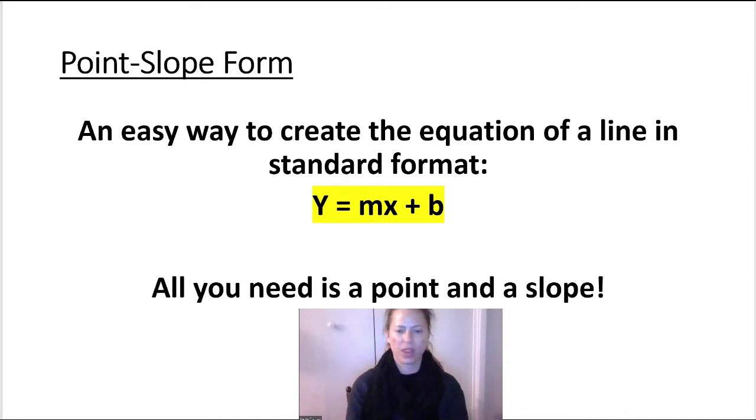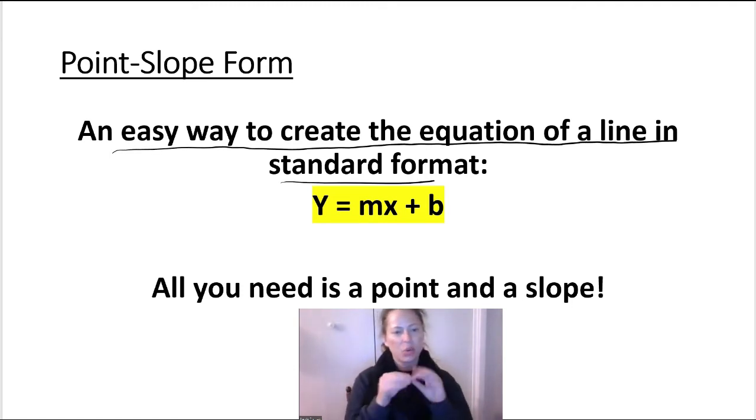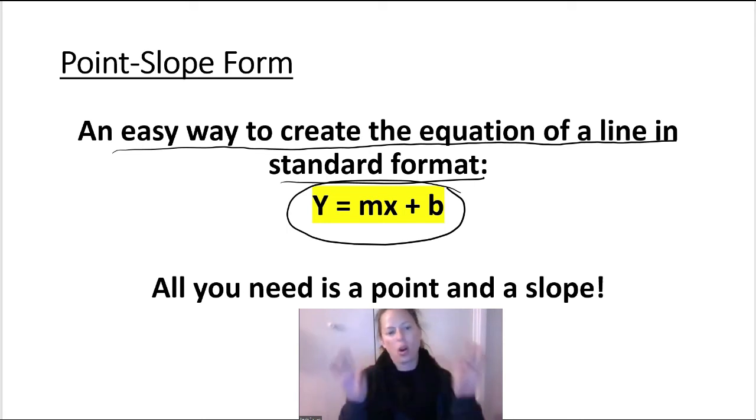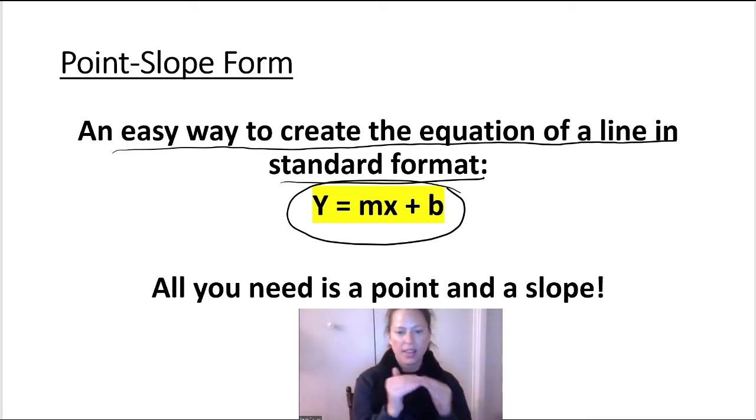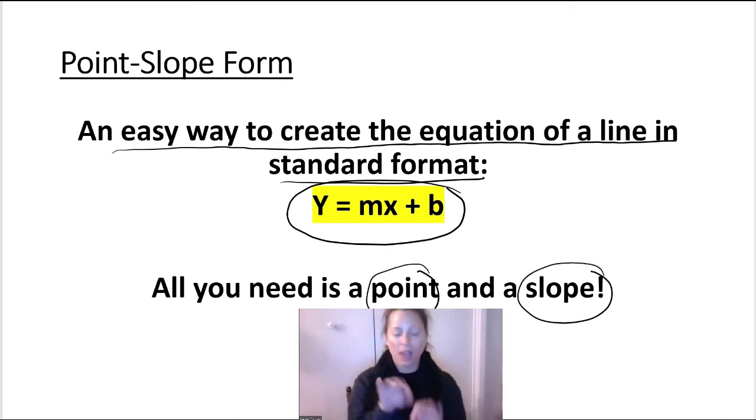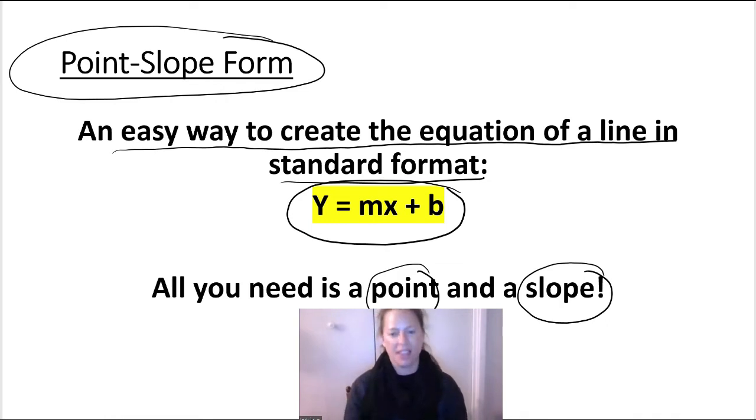What is point slope form? It's an easy way to create an equation of a line in standard format. This is the standard format of a line: y equals mx plus b. Okay, all you need is a point and a slope for this point slope form that I'm going to show you in a couple slides.